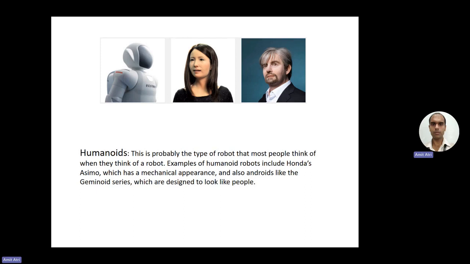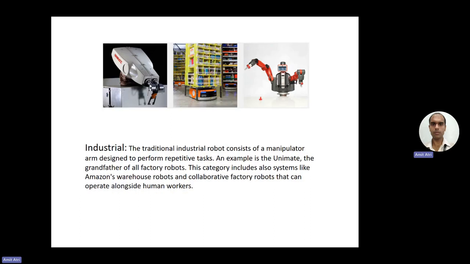Next is the industrial sector, the beginning of the robot sector, a robotic application that was in the industrial sector itself, where there were smart manipulators. They were used to manufacture, to manipulate some raw material into final products. The example is Unimate, the robotic arm. That is one very common example used in industries. The same task they can perform with very high speed, a very large number of times. Under this category, they include systems like Amazon's warehouse robots and collaborative factory robots that can operate along human workers.